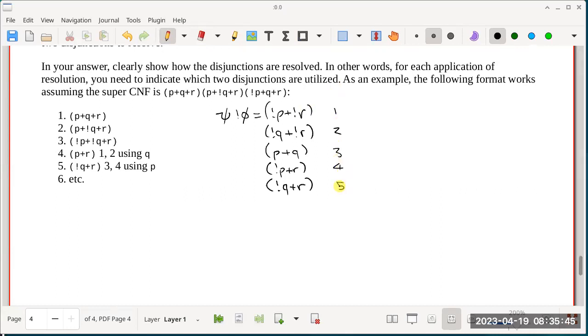And in the announcement, I said you can label these things 1, 2, 3, 4, 5. This way, it's easier for you to tell me how you do the resolution. And the idea is we want to get to false entirely, just a 0. All right, so there are quite a few ways to do it.